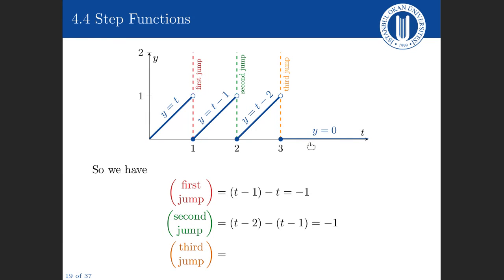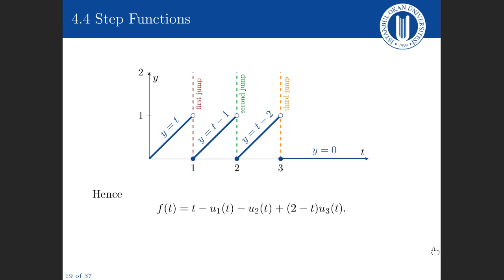shifting downwards. At the third jump, we're not just shifting downwards because the function is changing. We go from a function of slope 1 to a function of slope 0. So this one's not going to be just a number. At the third jump, we do function on the right minus function on the left. So 0 minus t minus 2, or 2 minus t.